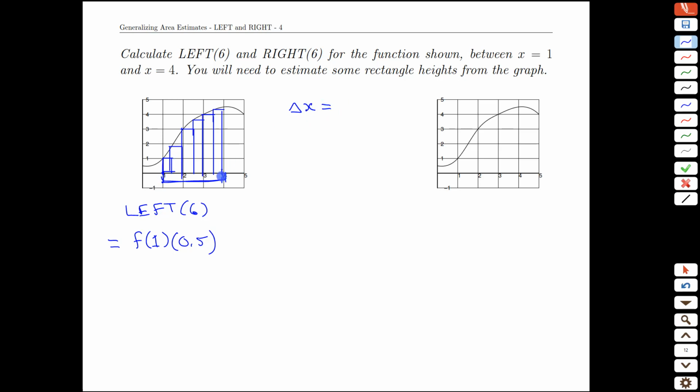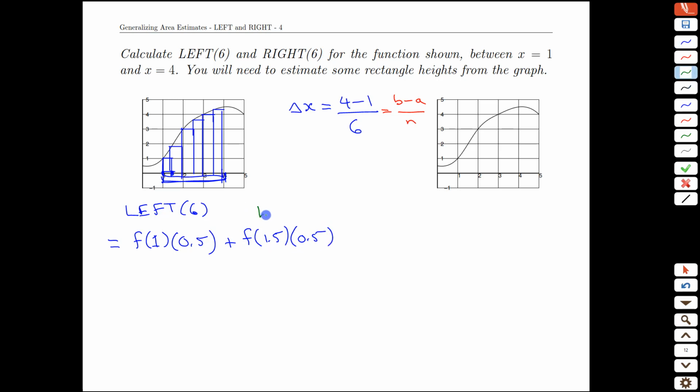It's going to be the entire interval length, that's 4 minus 1, divided by 6, which is the number of subintervals. Earlier we wrote that as b minus a, the 4 minus 1, the total interval width here, divided by the number of rectangles we wanted to use. So we're going to have that plus f. The next height is built off of 1.5 as our x-coordinate, but the width is the same.